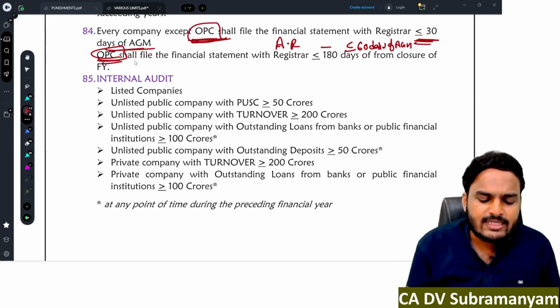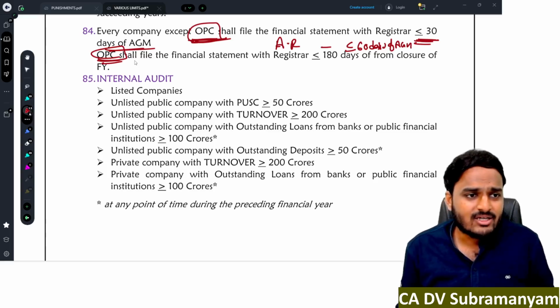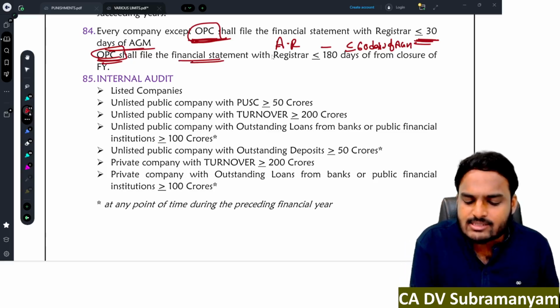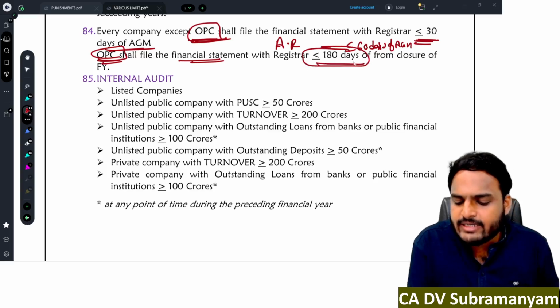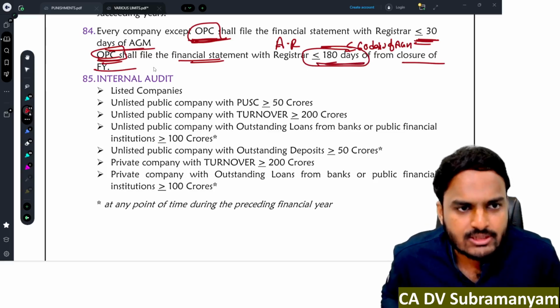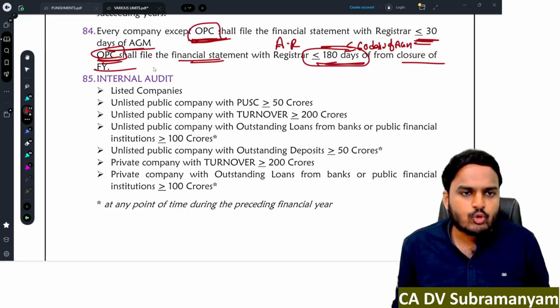With respect to OPC, AGM is not mandatory, right? So OPCs are required to file financial statements with registrar within 180 days from closure of financial year. 180 days from closure of financial year.